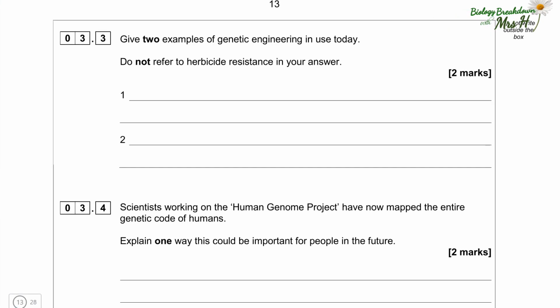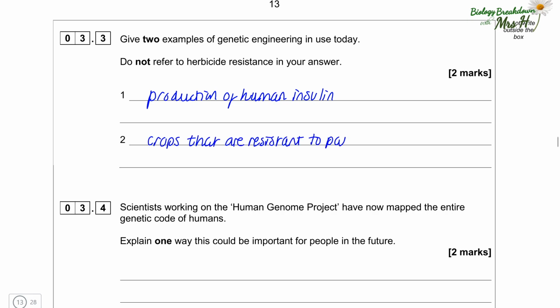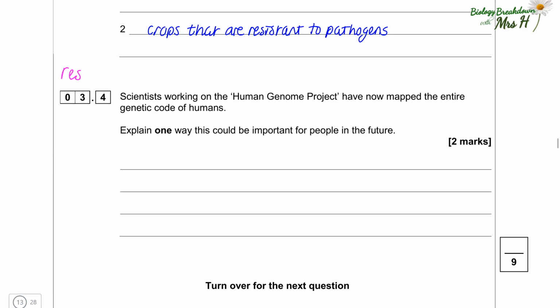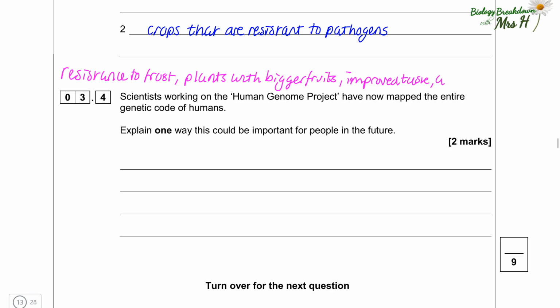Give 2 examples of genetic engineering in use today. Do not refer to herbicide resistance in your answer. Okay, so remember the technique again. 2 examples, 1 on each line. So I'm going to choose production of human insulin as my first one, and crops that are resistant to pathogens, therefore disease. That's a pretty handy one. But you could also put things like resistance to frost, plants with bigger fruits, improved taste, added nutrients such as the vitamin A in the golden rice, for example.